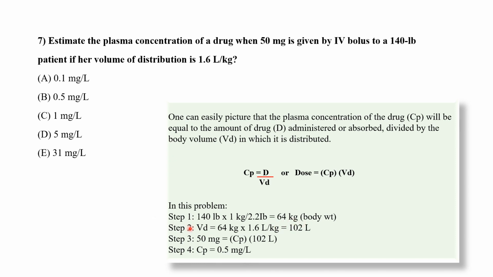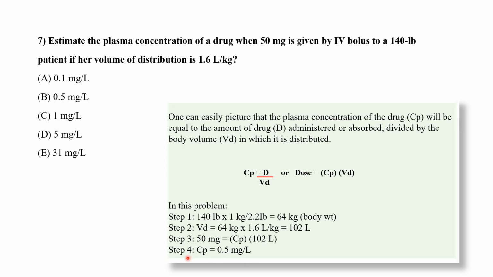The next step is to calculate the volume of distribution. Volume of distribution is given as 1.6 liter per kilogram, and we got the weight as 64. So 1.6 into 64 is equal to 102 liter. Okay, so we got the volume of distribution as 102 liter. The next step is to substitute all these values in the equation, that is, dose is equal to Cp into Vd. Dose we know is 50 milligram, is equal to Cp, the plasma drug concentration which we need to find out, into the volume of distribution, that is 102 liter.